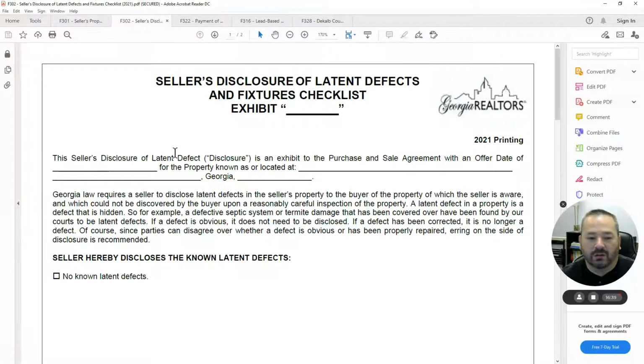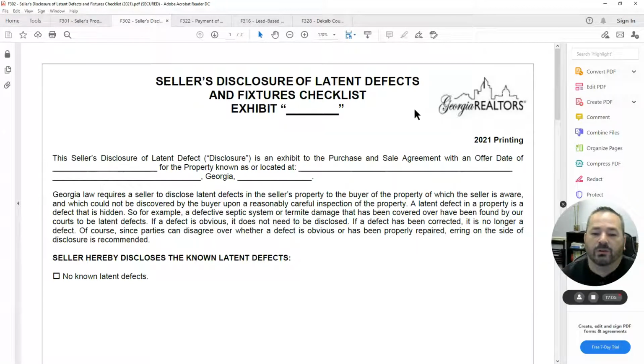And on this form right here, you'll see, Georgia law requires a seller to disclose latent defects in the seller's property to the buyer of the property of which the seller is aware. Okay, so this form is kind of our fallback. You don't want to fill out the whole big long seller's property disclosure. We still need to fill out this seller's disclosure of latent defects.